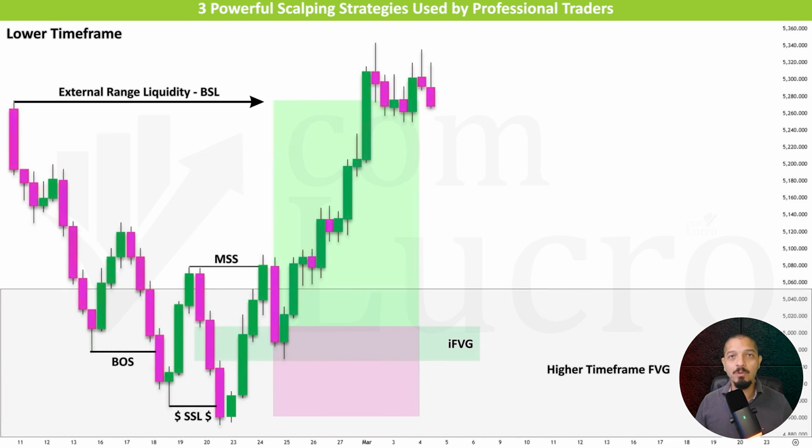It is also important to remember that you can always add extra confluence or confirmation factors to this setup to improve its win rate, depending on your trading style. For example, you might require price to fill at least 50% of the higher time frame fair value gap, or wait for additional confirmation signals such as an RSD formation before entering the trade.